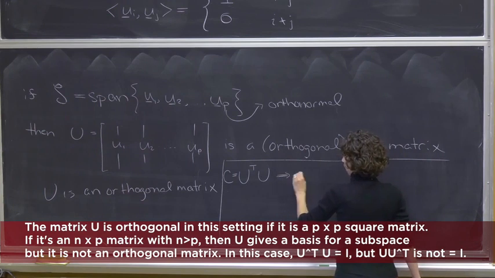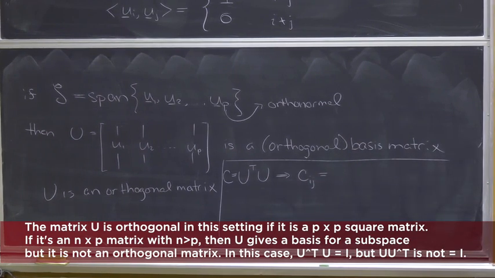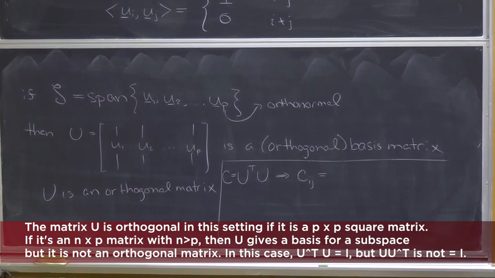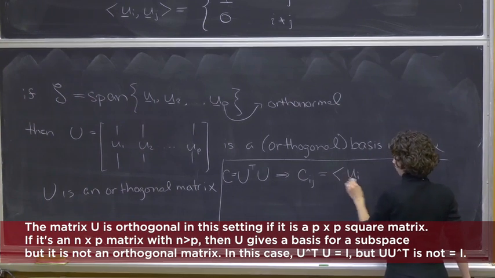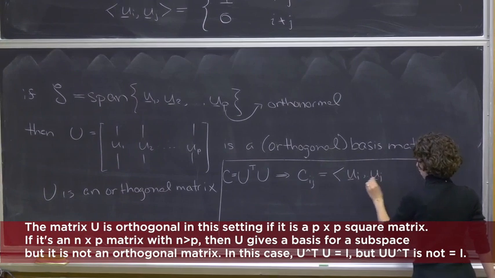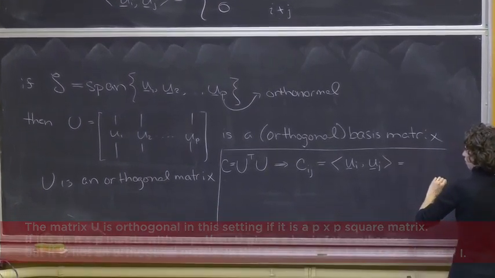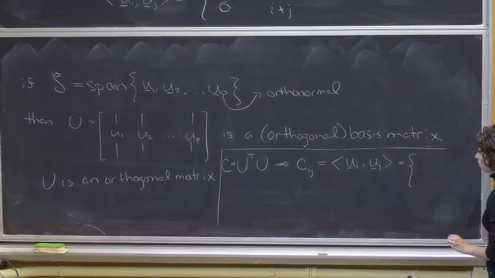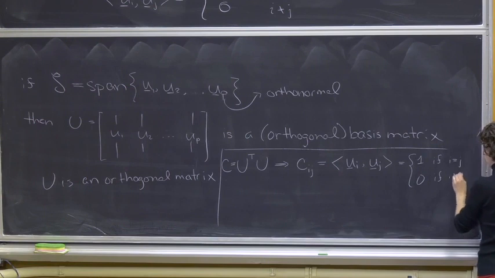So then, if I were to take that matrix C and think about the ijth entry of that matrix, how can I think about that entry in terms of the U's? You might remember this comes from the inner product representation of matrix multiplication. Right. So this would be the inner product of the ith column of U with the jth column of U. And so if this is really an orthogonal basis, then just like we had before, this inner product is either 1 if i is equal to j, or 0 if i is not equal to j.